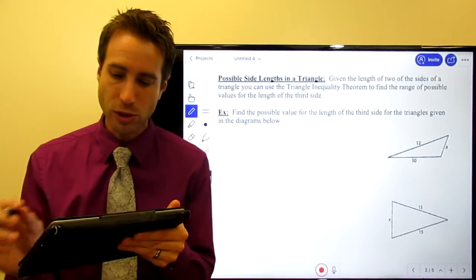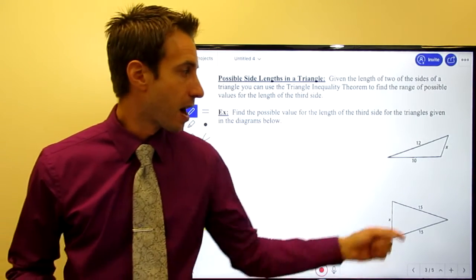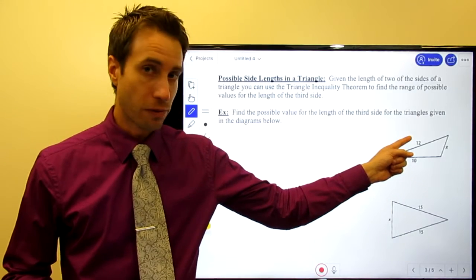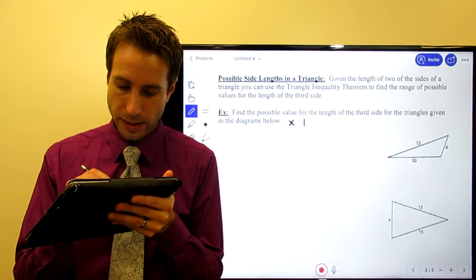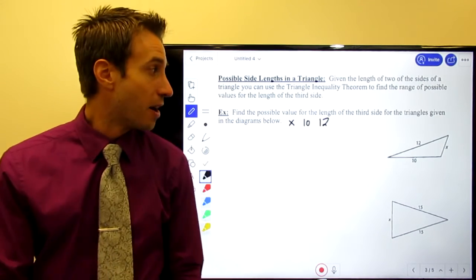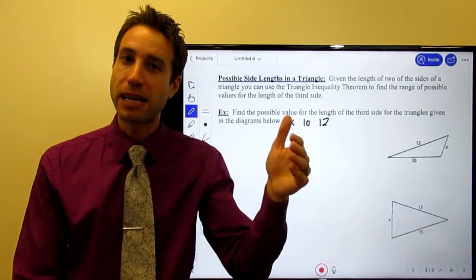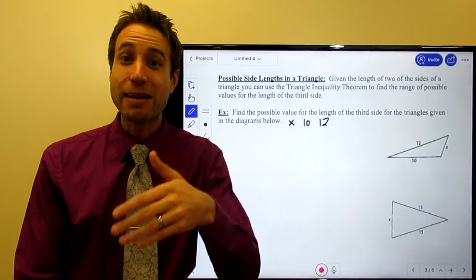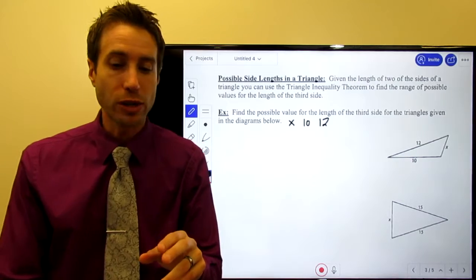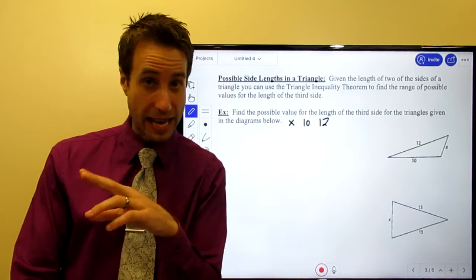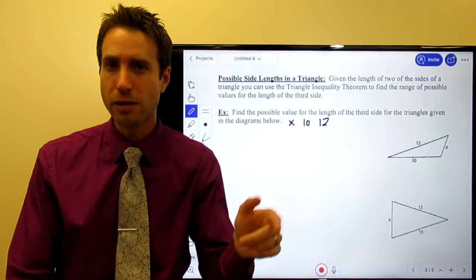So here's what I would do. Write down the three side lengths. I have 10, 12, and x, so let's write those down: x, 10, and 12. Now, this is just like the previous page. I need to set up my three triangle inequalities and solve all of them. Remember, the way the triangle inequalities work is you add any two sides together, and they have to be greater than the third side.